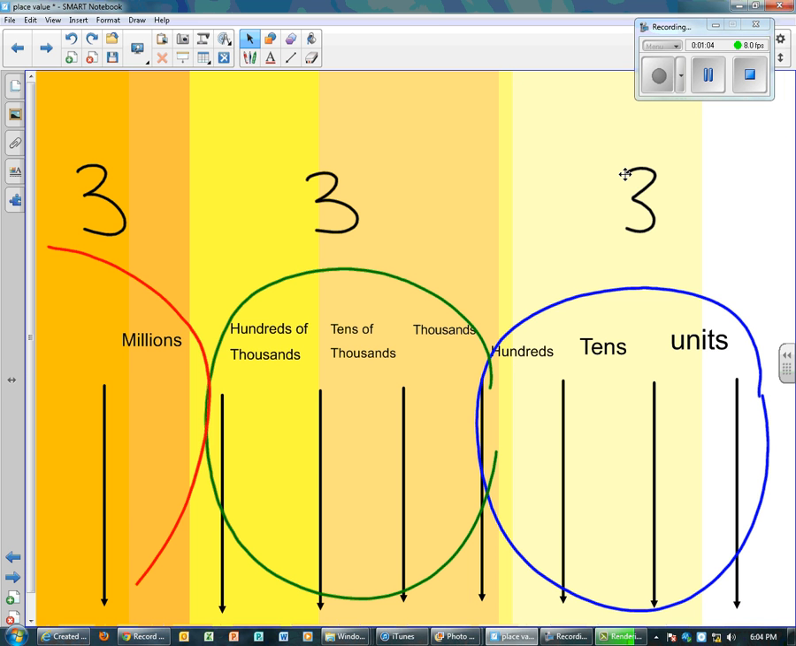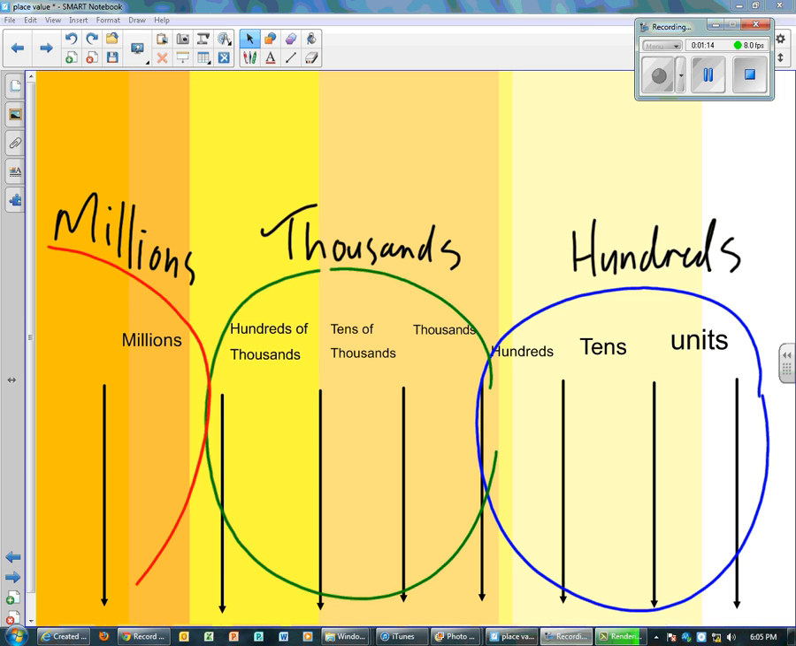The important thing for you to understand is we group the place value columns in lots of 3, starting from the right. And it might just be easy to remember the hundreds group, the thousands group, and the millions group. Okay, just remember they're grouped in lots of 3s.